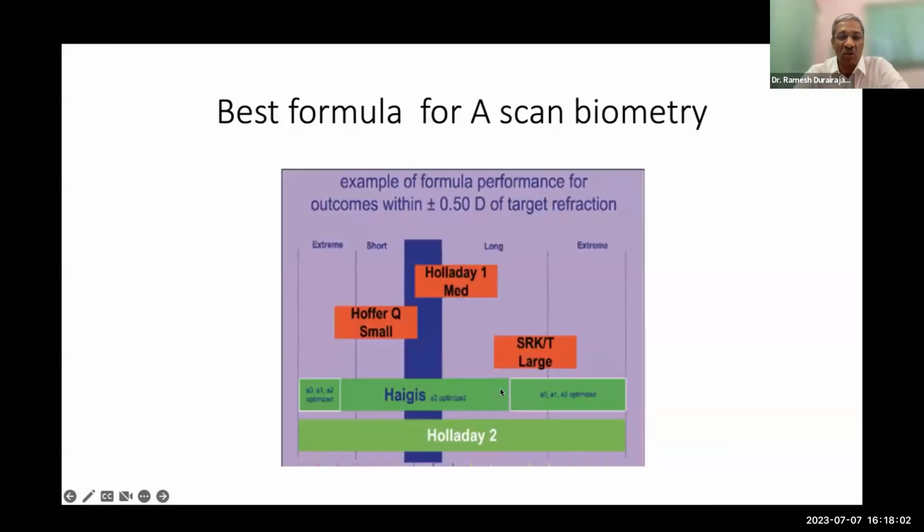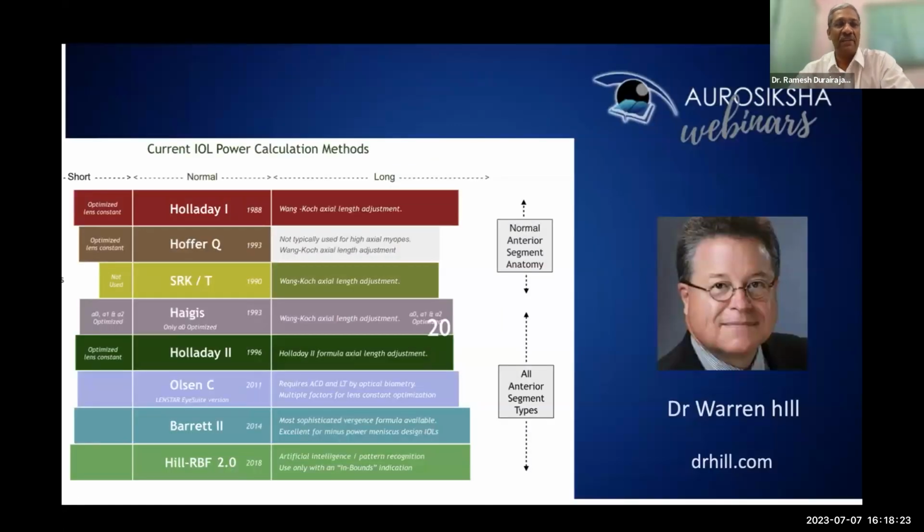These are the common formulas that most of us use. By the year 2000, this was normal. By 2000 to 2010, most of us were using this: Hoffer Q for small eyes, SRK/T for large eyes, and a mixture of these for the normal eyes. This is what most of us have in our ultrasound machine, and these are the formulas we are using.